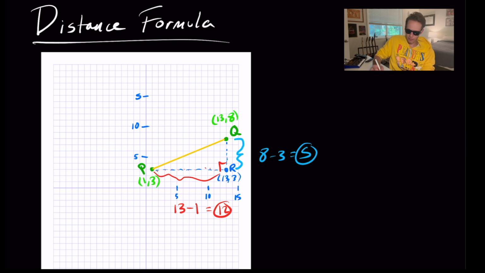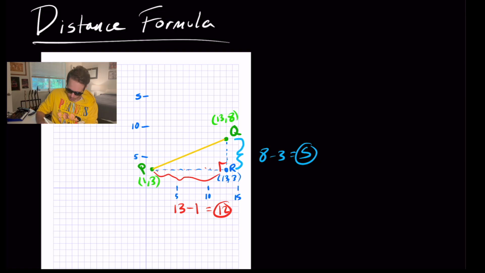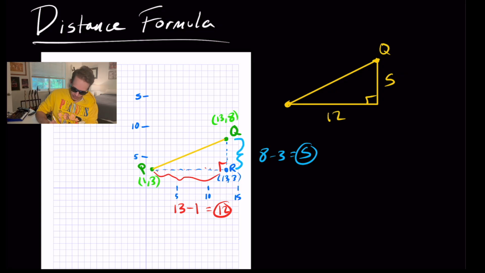So now I could redraw this triangle if I wanted to. We have something that looks like this, right? This is a triangle. And we got a right angle here. This is 5, this is 12, and this is the line that connects points P and Q. We could call it C if we wanted to. Make it really easy. So we want to find C. We want to find the distance between points P and Q.